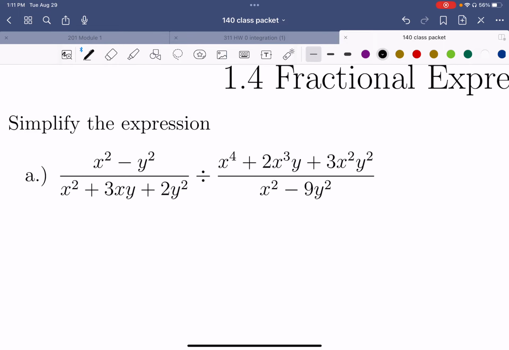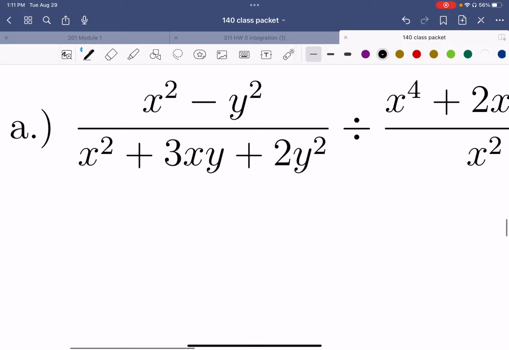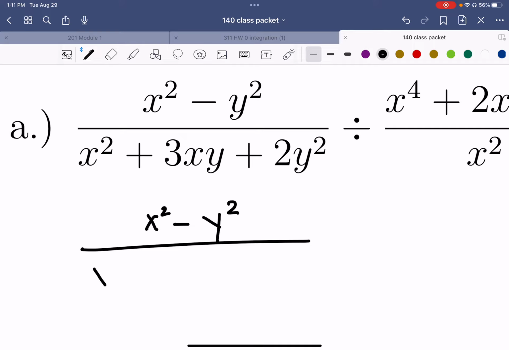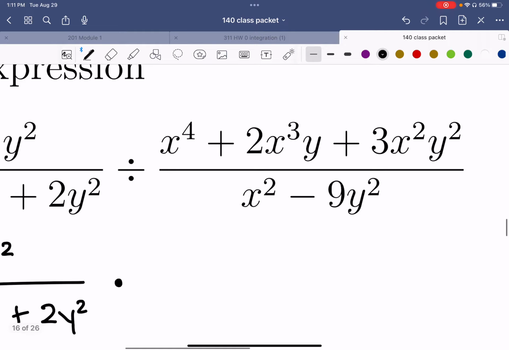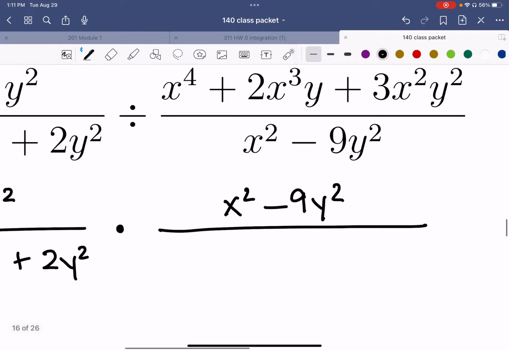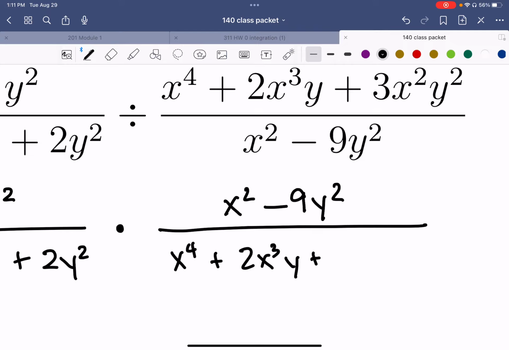So whenever we think about division, the first thing that we're going to do is convert this to multiplication of the reciprocal. So we're going to keep the first fraction. So that means we're keeping the x squared minus y squared over x squared plus 3xy plus 2y squared. So we're keeping that one as is. We're going to switch the division to multiplication, and then we're going to flip this fraction over. So then we're going to move the x squared minus 9y squared to the top, and the x to the fourth plus 2x cubed y plus 3x squared y all moves to the bottom.